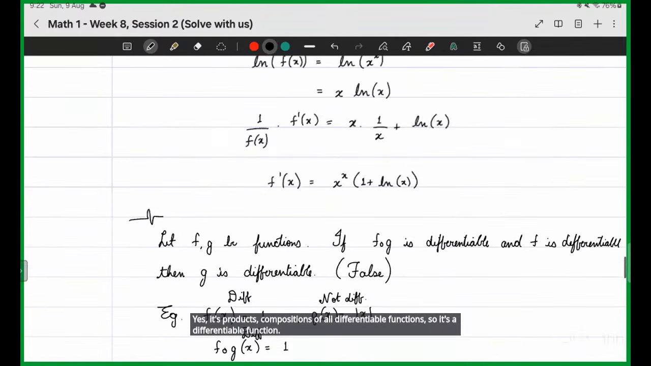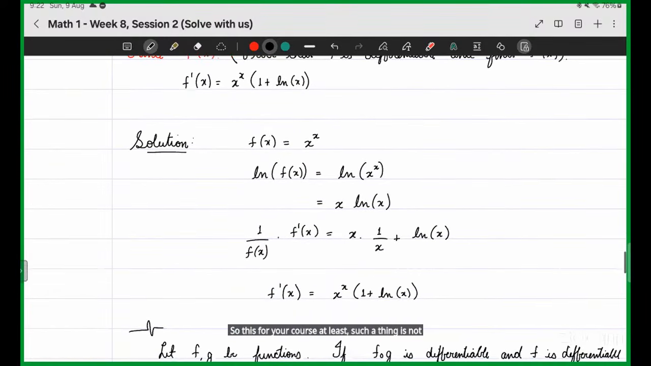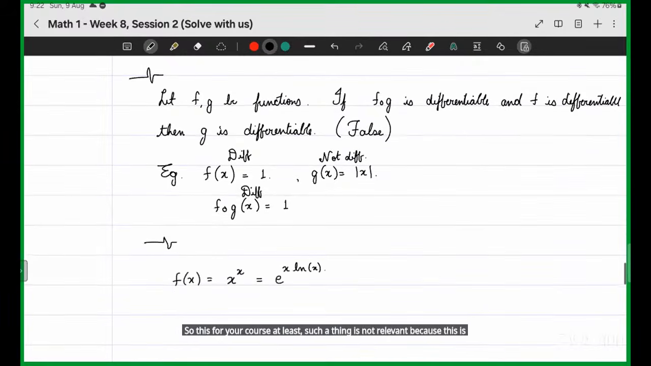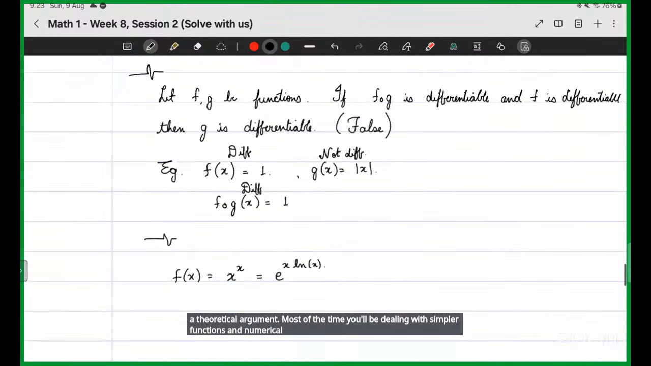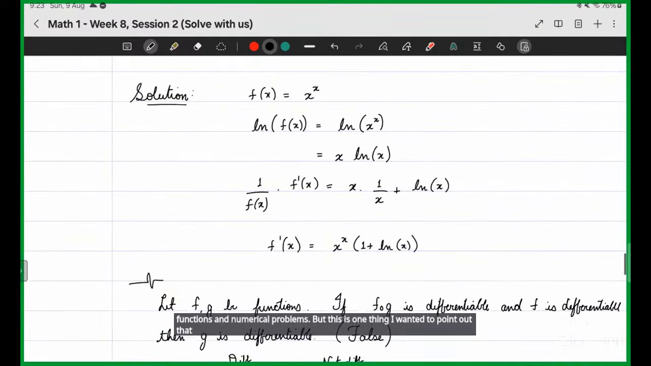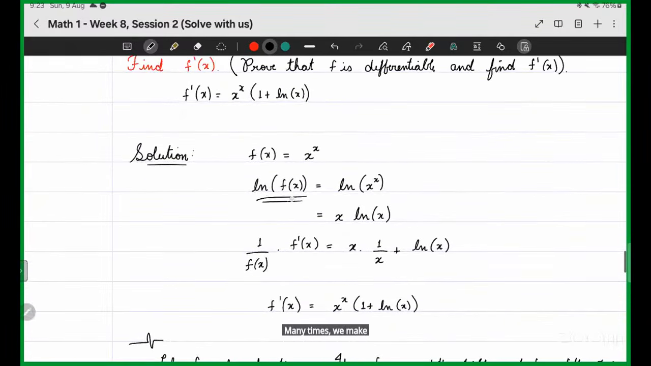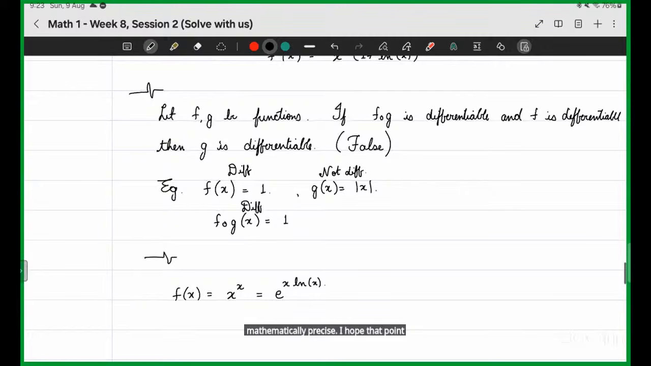So this, for your course at least, such a thing is not relevant because this is a theoretical argument. Most of the time you'll be dealing with simpler functions and numerical problems. But this is one thing I wanted to point out, that many times we make such assumptions. We take log on two sides and then do the problem. That's not always mathematically precise. I hope that point is conveyed.